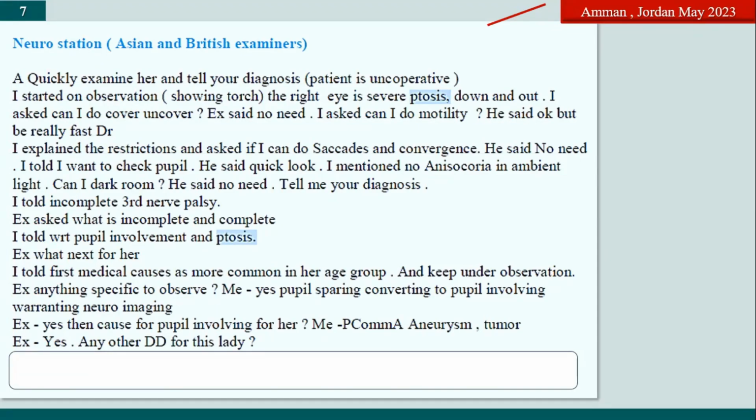Please read this experience for us. Quickly examine here until you diagnose. The patient is uncooperative. I started with observation, showing the torch.